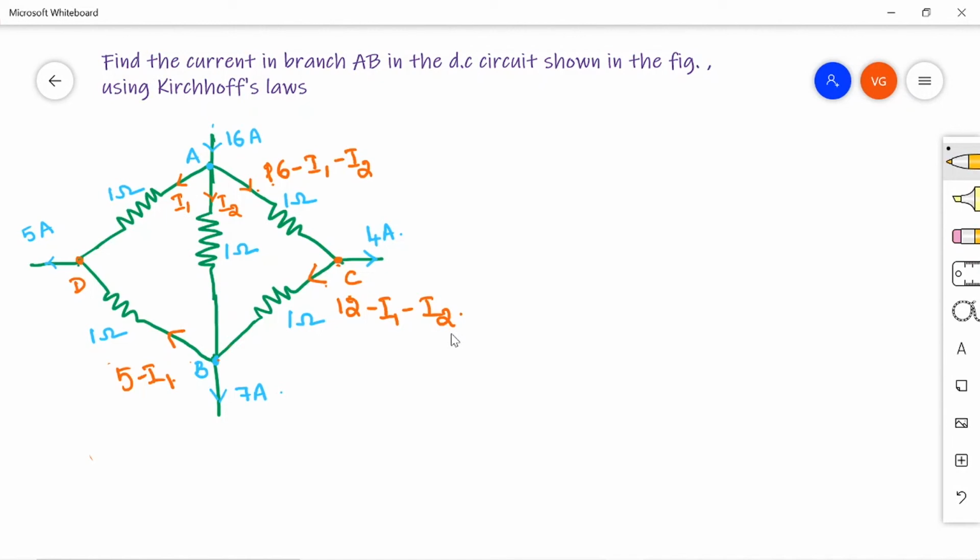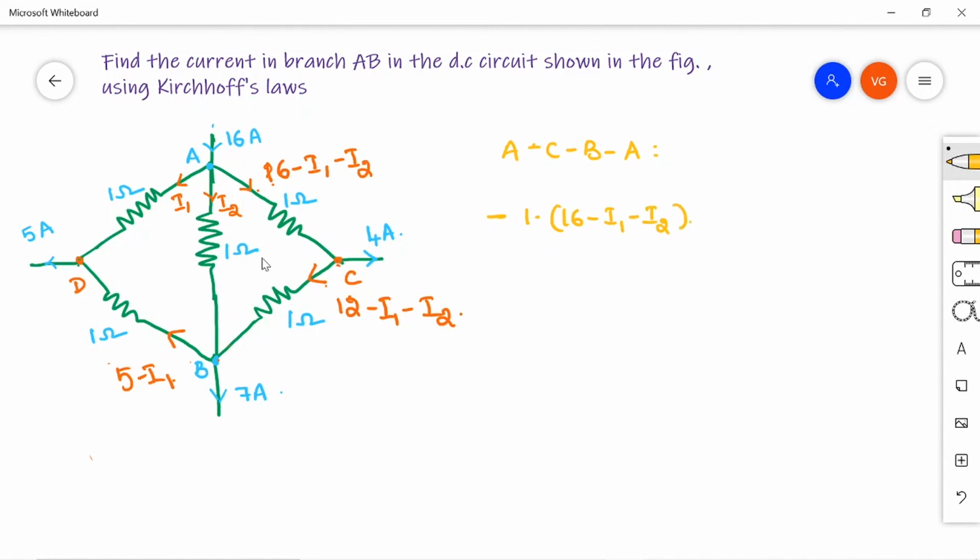Now, I am going to apply KVL along the loop, first A, C, B, A. In the branch AC, according to KVL, the sum of the potential drops and voltages should be equal to 0. Here 1 ohm is a resistor, so I have a potential drop here. The potential drop in 1 ohm is nothing but R into I, so 1 into (16 minus I1 minus I2) is the voltage drop here. As I am moving in the same direction as the current, this is a drop, so I have to write it as minus: minus 1 into (16 minus I1 minus I2).